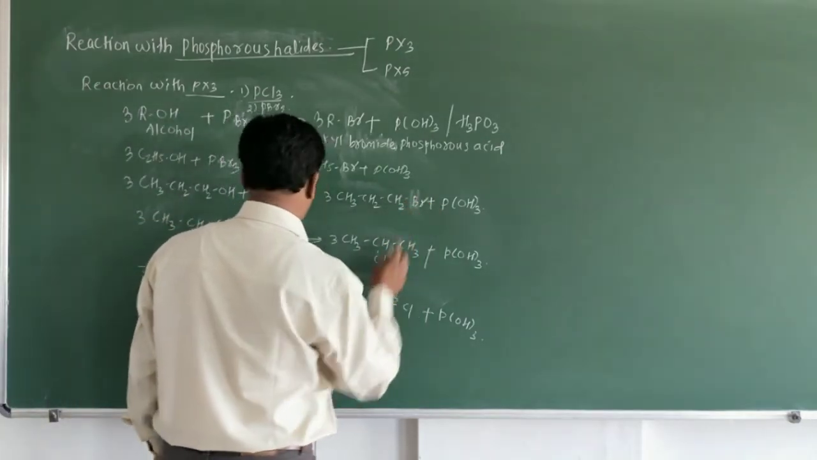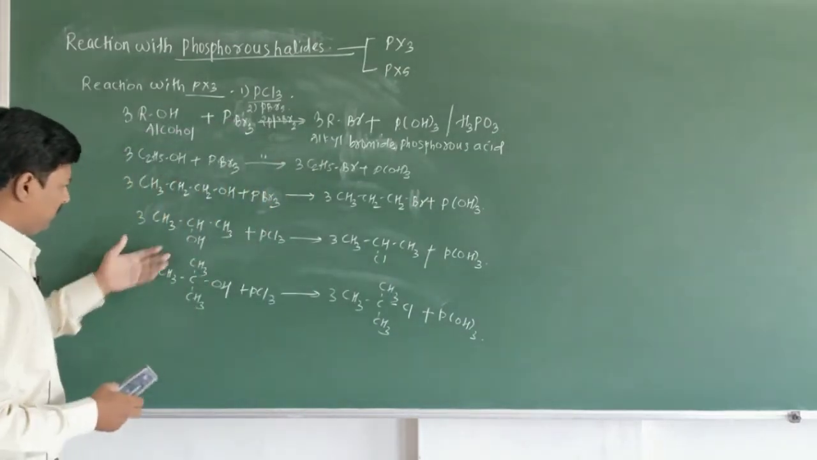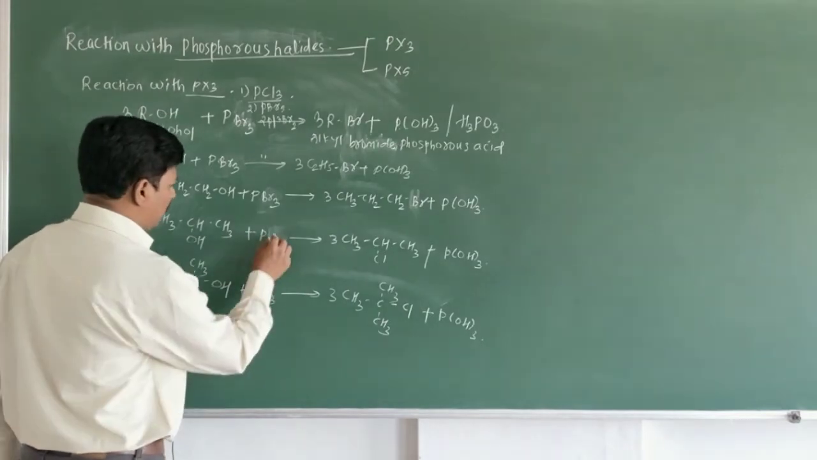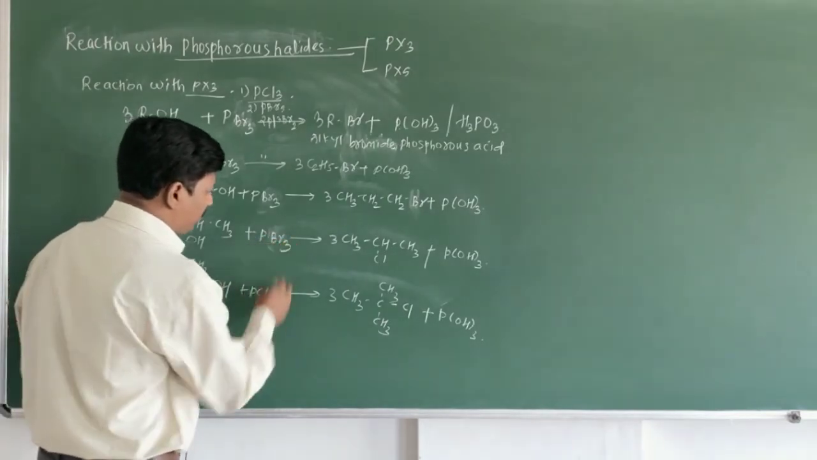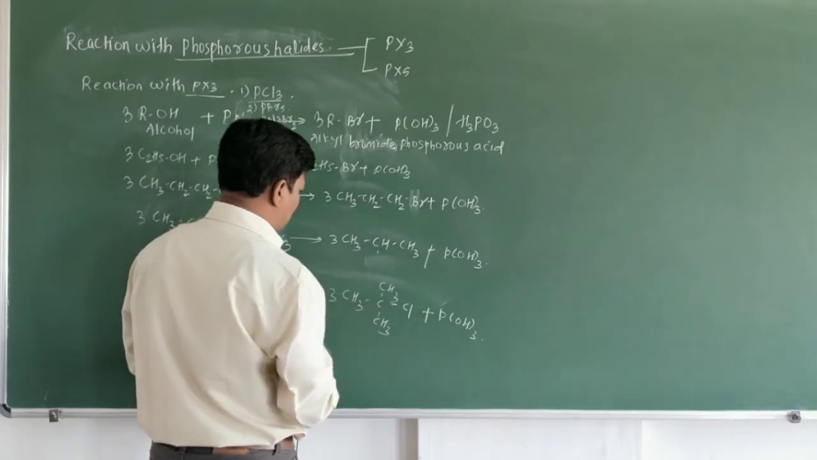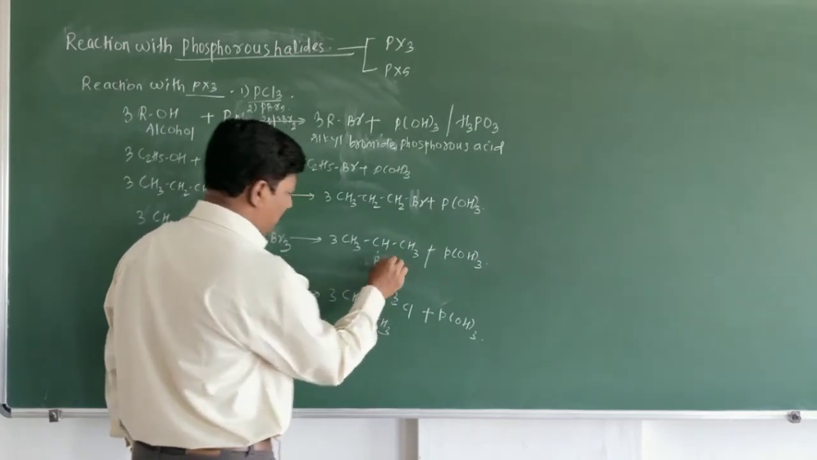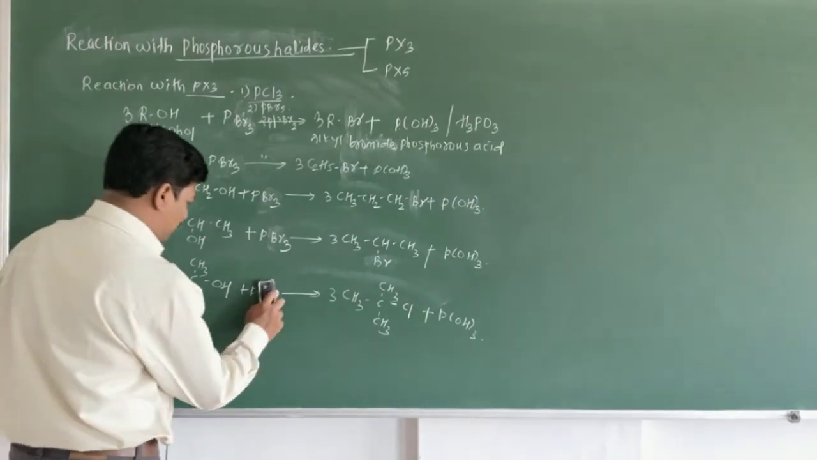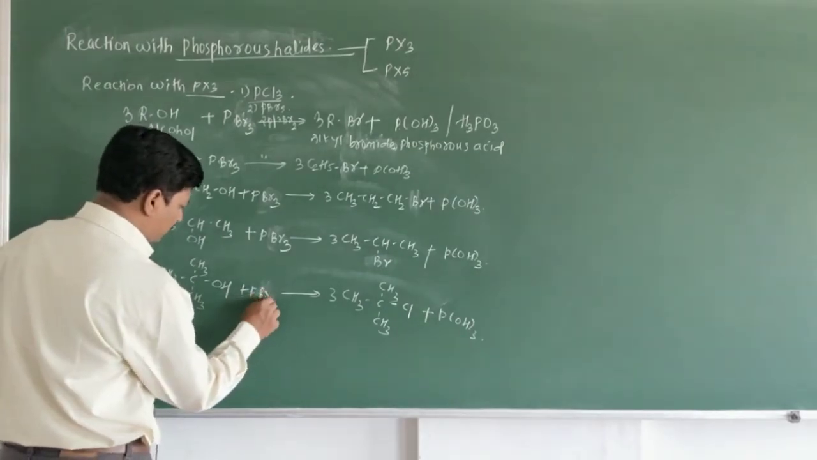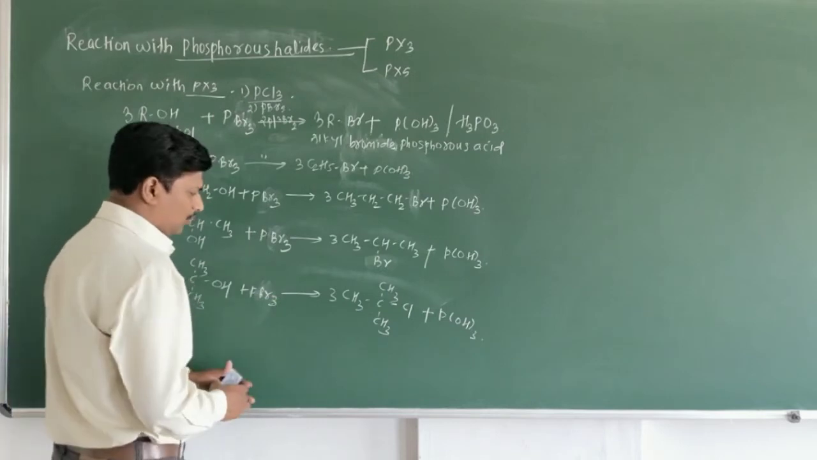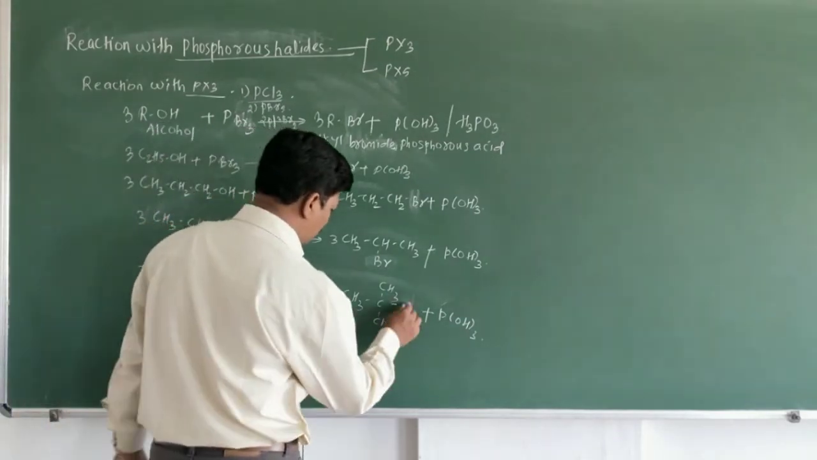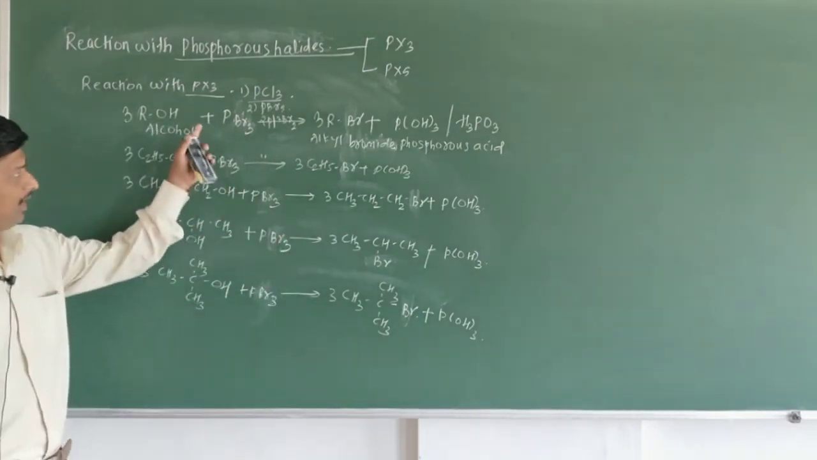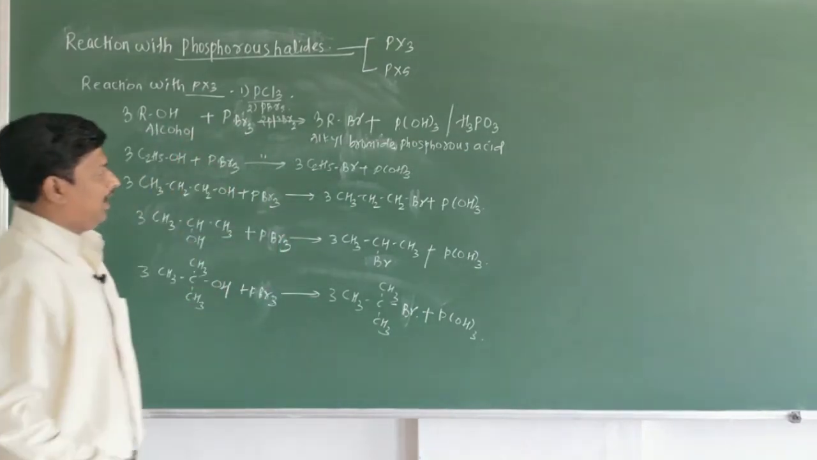And in the next reaction, when isopropyl alcohol reacts with red phosphorus and bromine, it forms isopropyl bromide. And in the last reaction, when tertiary butyl alcohol reacts with red phosphorus and bromine, it forms tertiary butyl bromide. Okay, so in this way this finishes the reactions with PBr3.